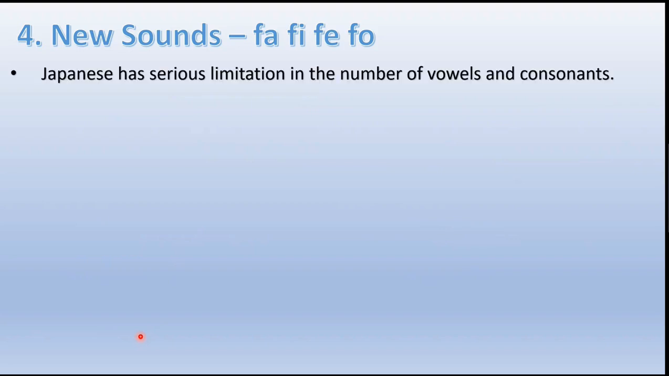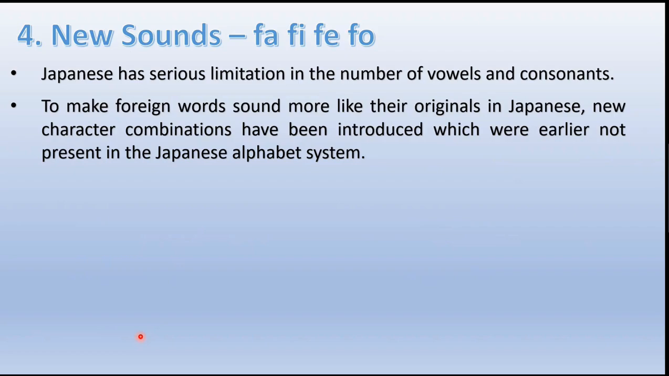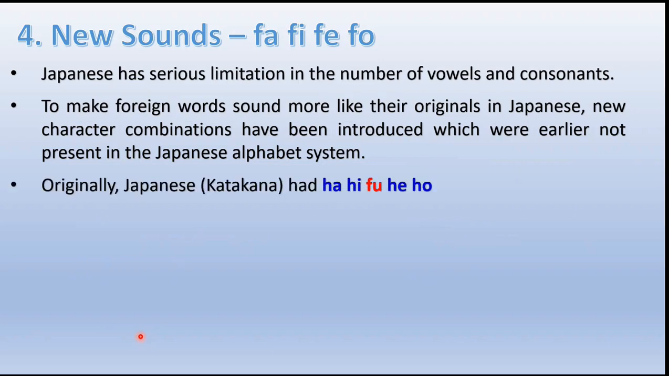Moving to the next one, which is some new sounds in katakana, which is fa, fi, fe, and fo. Now, Japanese has a serious limitation in the number of vowels and consonants, which we have already seen. To make foreign words sound more like their originals in Japanese, new character combinations have been introduced, which were earlier not present in the traditional Japanese alphabet system.